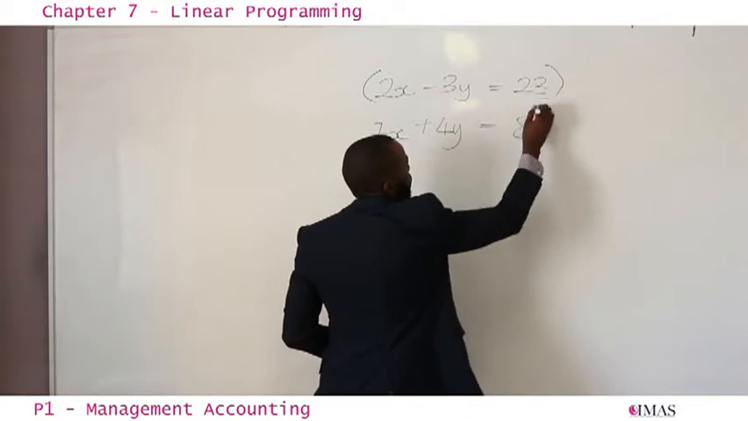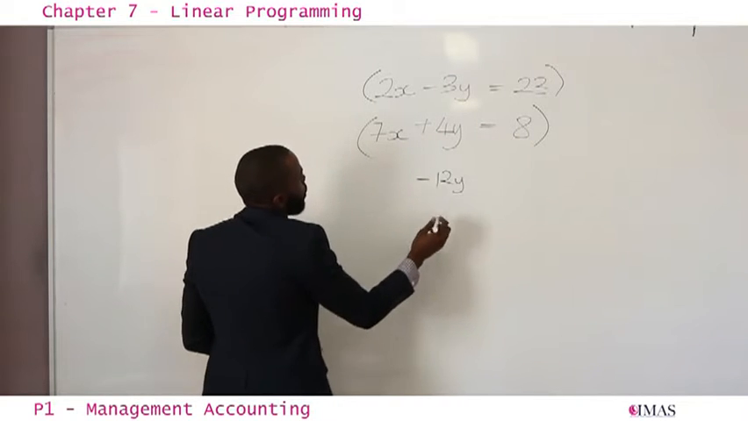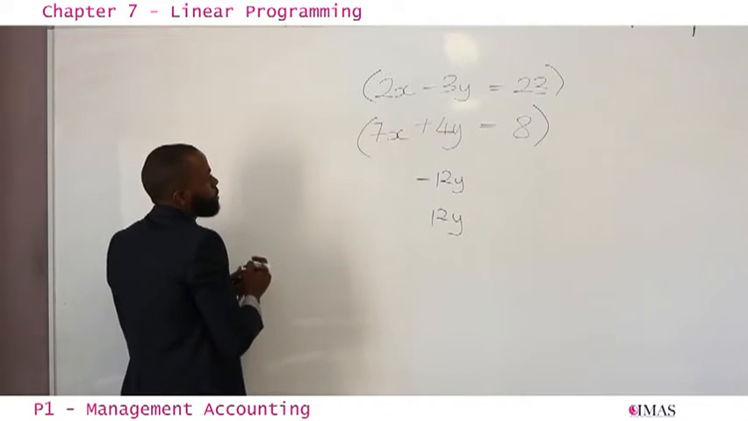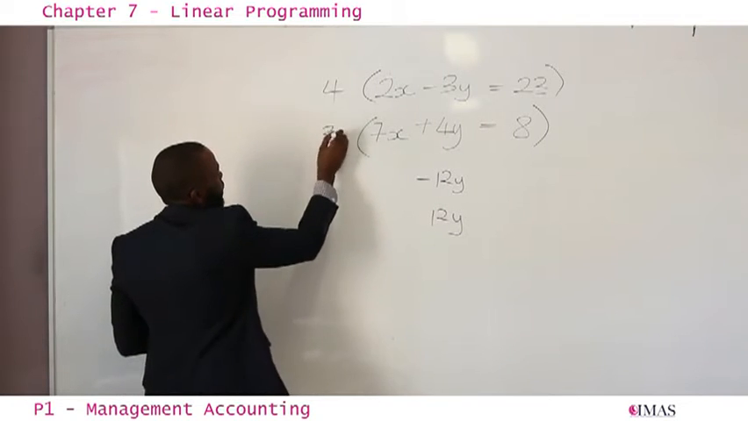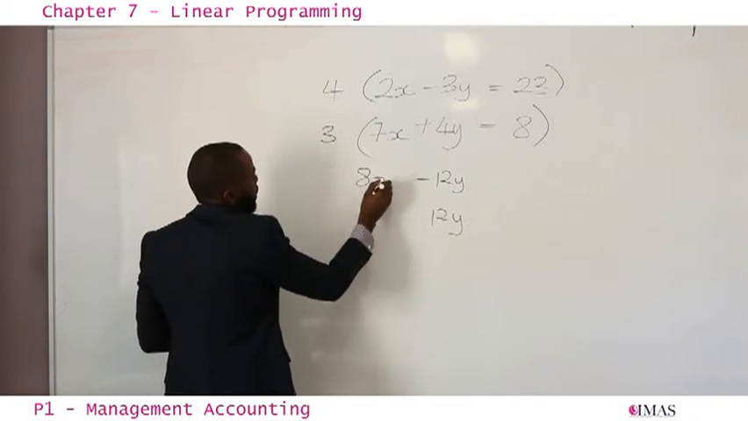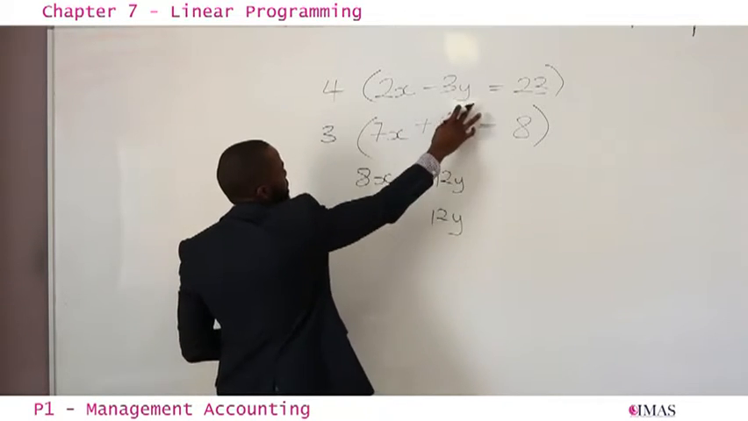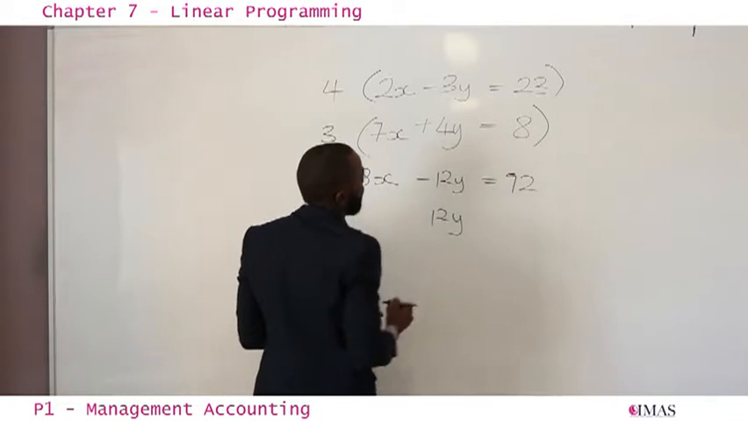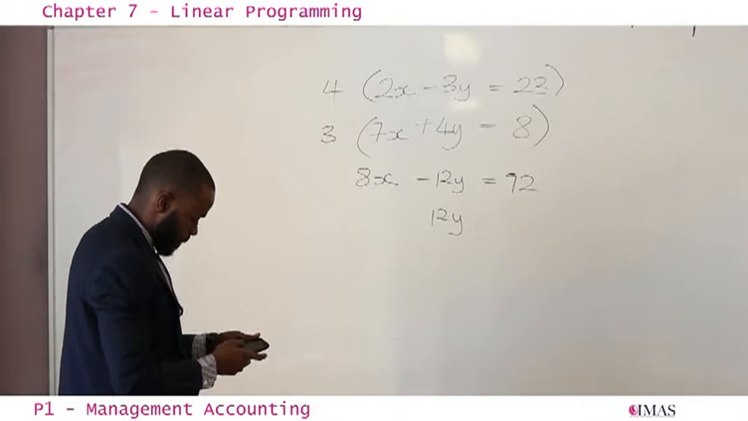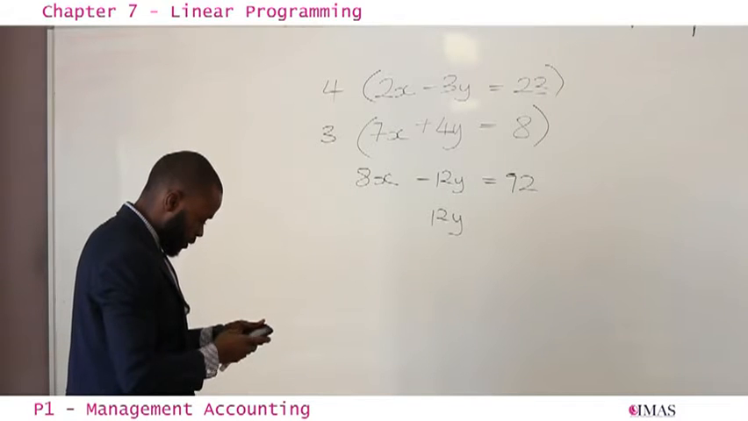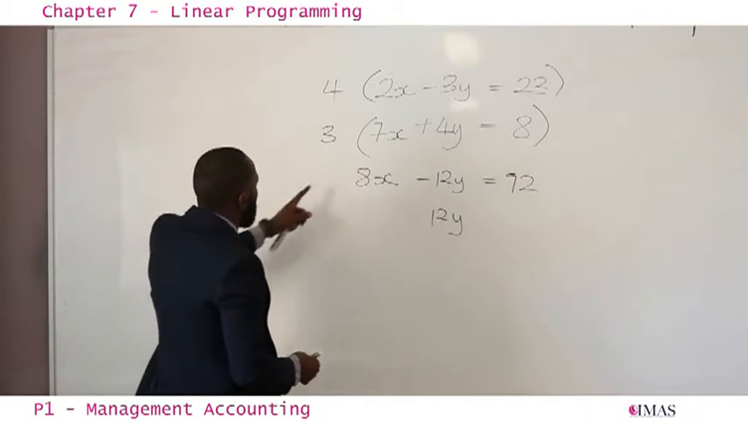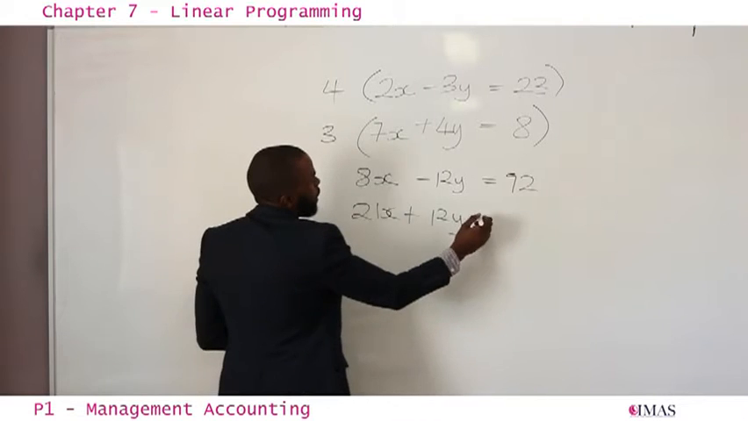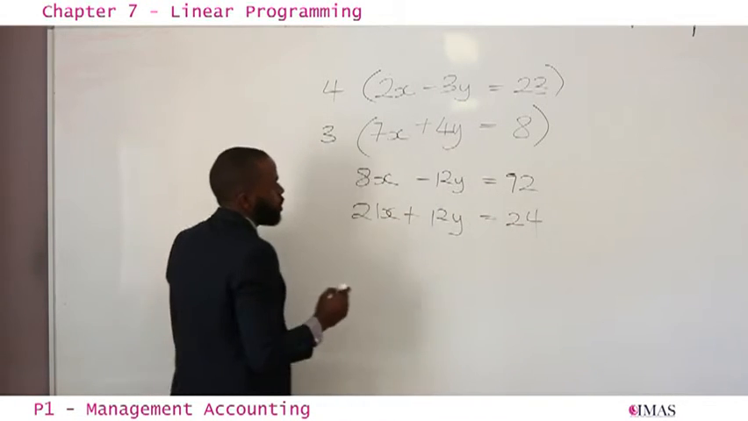So we need to make sure that here we have a 12y, and here we also have a 12y. How we do it is we find a number that we can multiply with 3. So here it's 4, and here it's going to be 3. So 4 times 2x, that's 8x; minus 12y, as 4 times minus 3y is minus 12y. Then 4 times 23 is 92. Then 3 times 7x, that's 21x, plus 12y, as 3 times 4y is 12y. 3 times 8 is equal to 24.